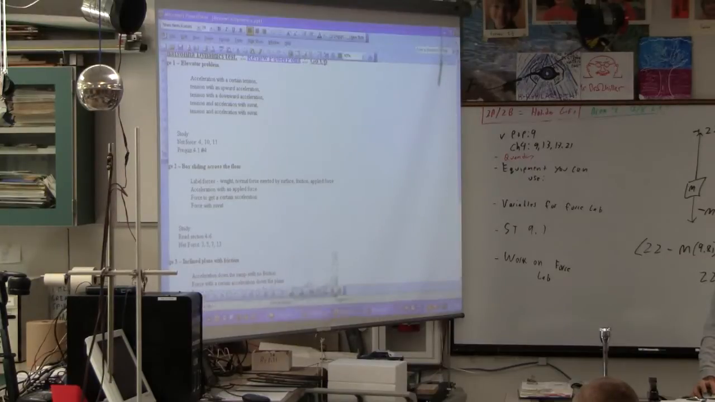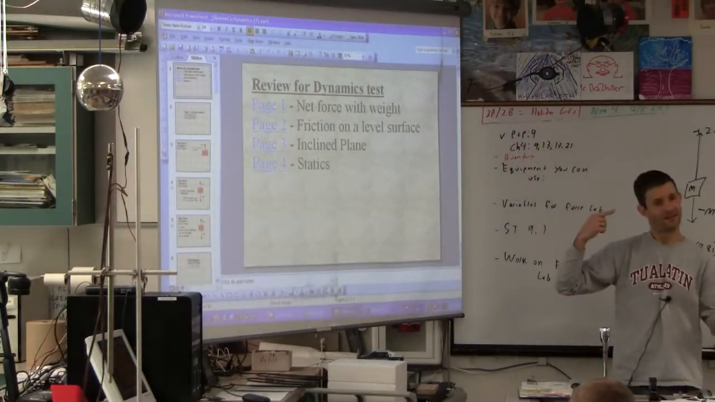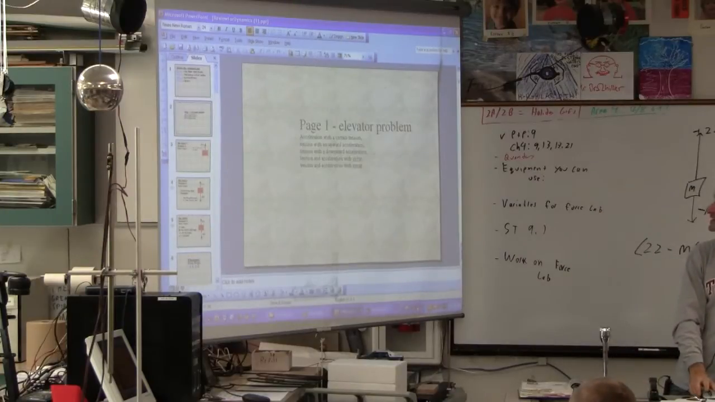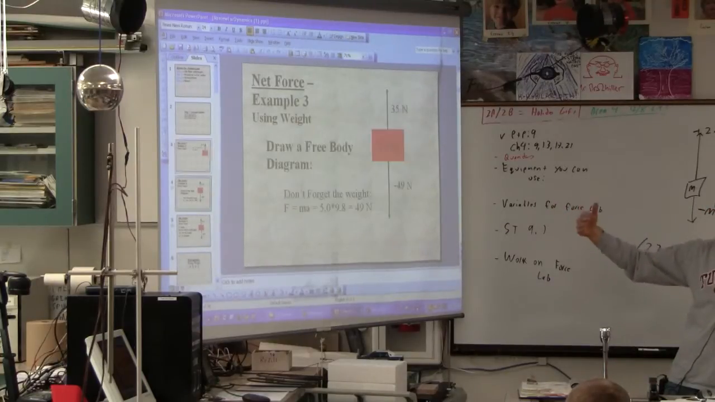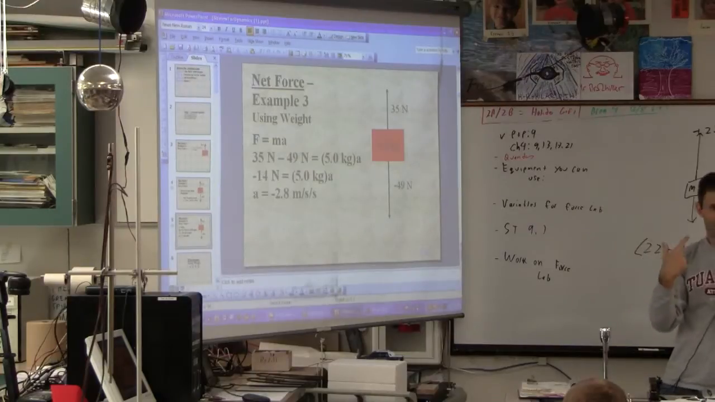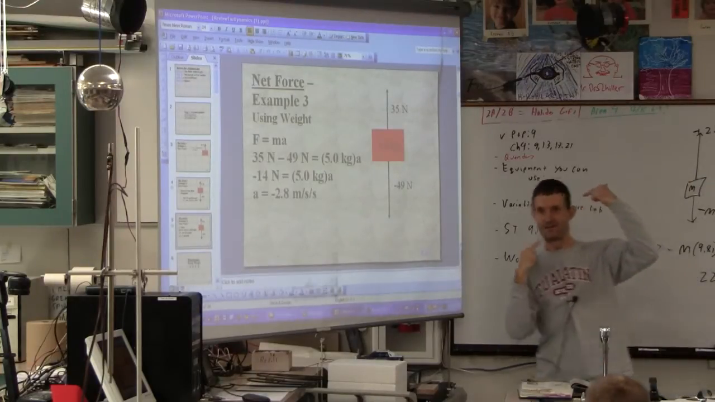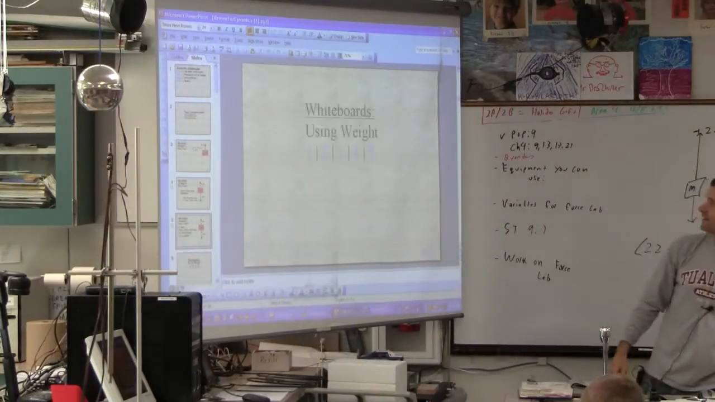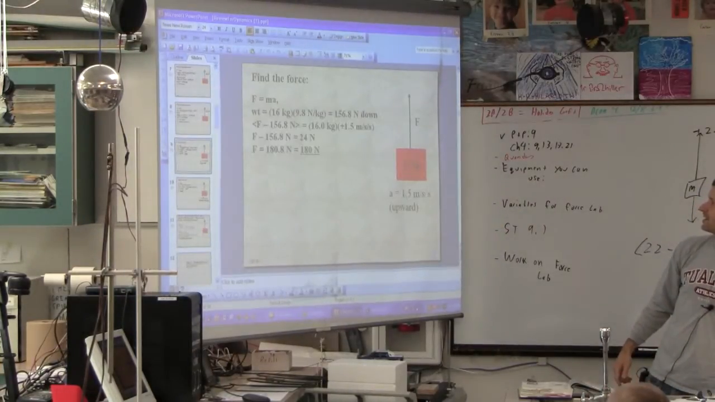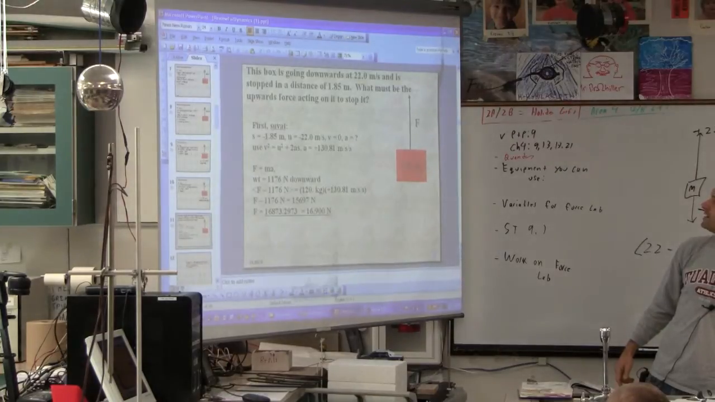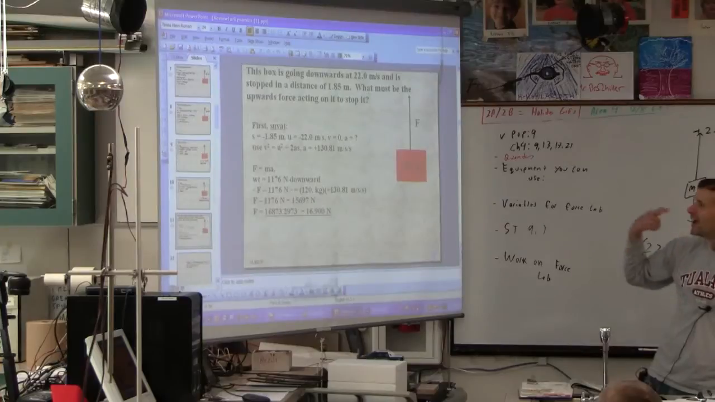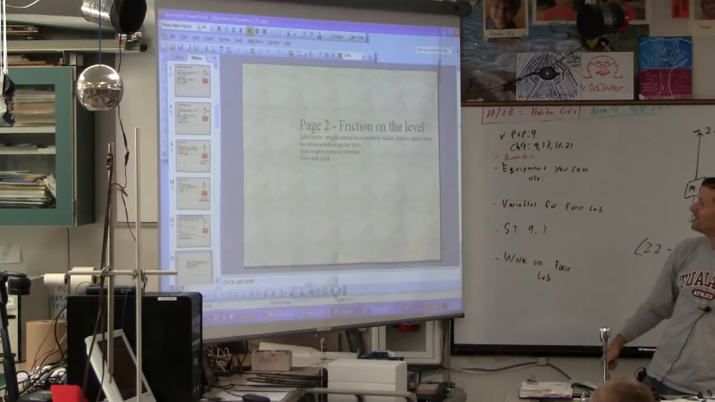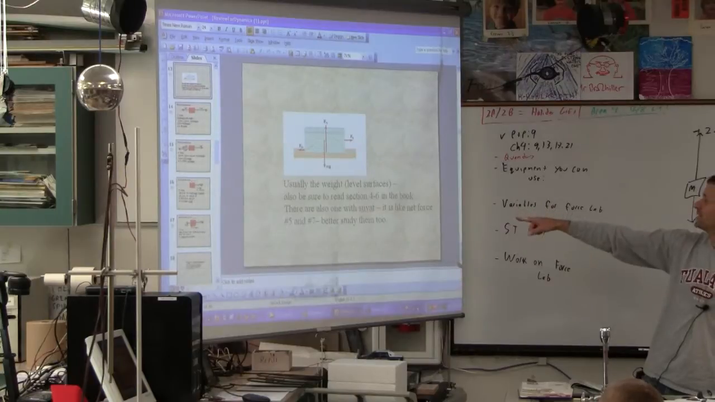Oh my gosh. What is this? What is this? Oh my gosh. Look at that. Did I just pull out examples and whiteboards that were just like the test questions? Make sure I'm in the camera. Okay. Using weight, acceleration, find the force, box going down it. Did I even make up a problem? Did I make up a problem that's like the test question that we didn't even have on our whiteboards? It's amazing. Oh my gosh, look at this.